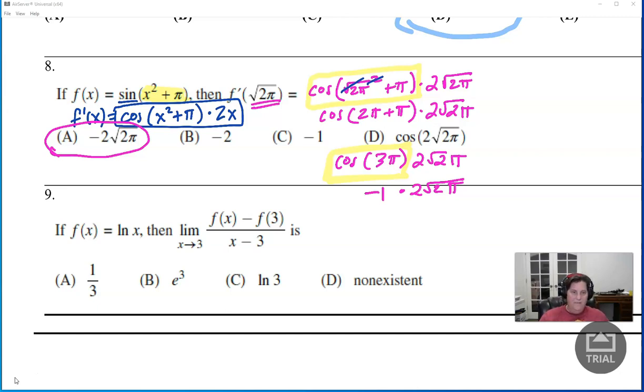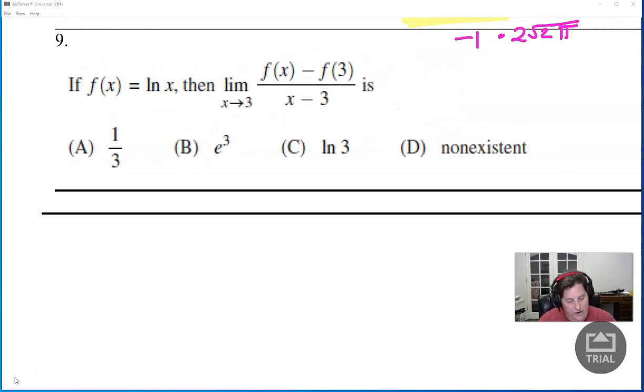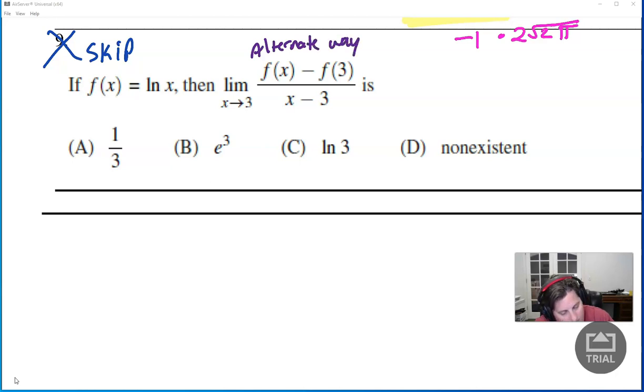Okay? Now, in class, I told you guys to skip number 9. Silly me, we actually can do this. I'm going to teach another way to do this one, but we actually can do it. I'll just show you real quick. If you want to skip it, you can. But look, this is another way. This is an alternate way of saying the limit as h approaches 0, f of x plus h minus f of x over h.